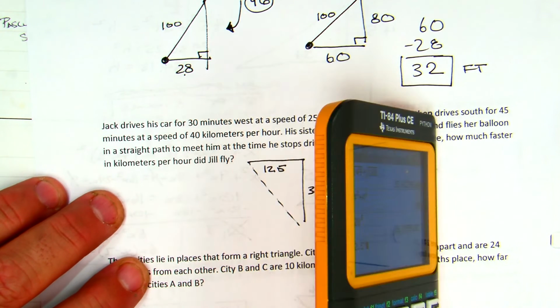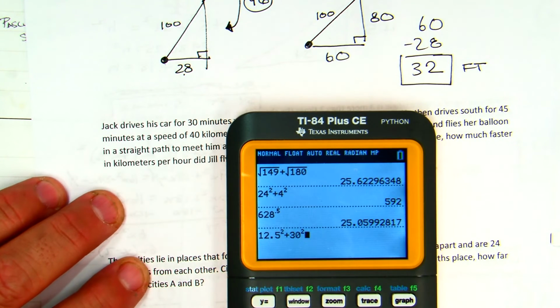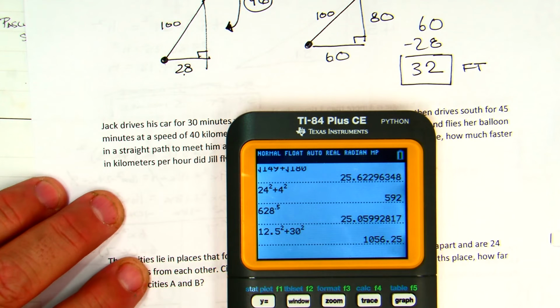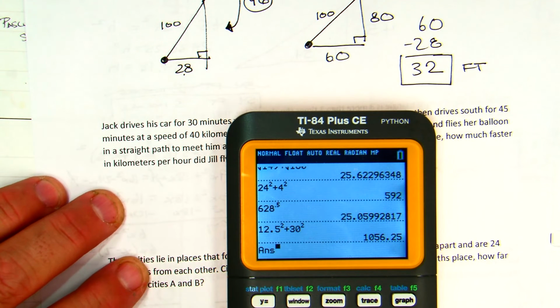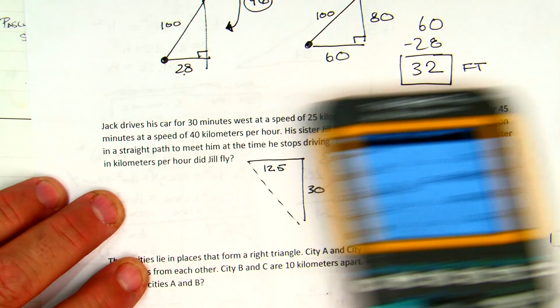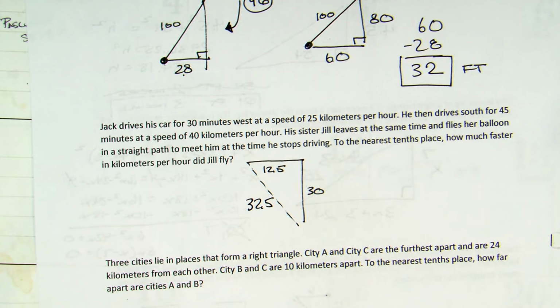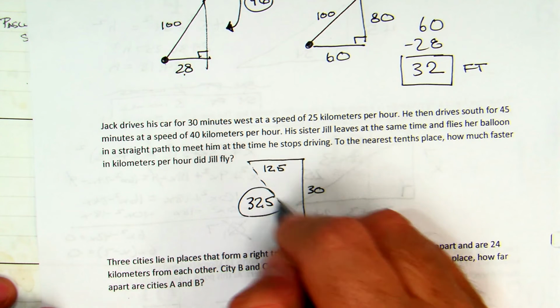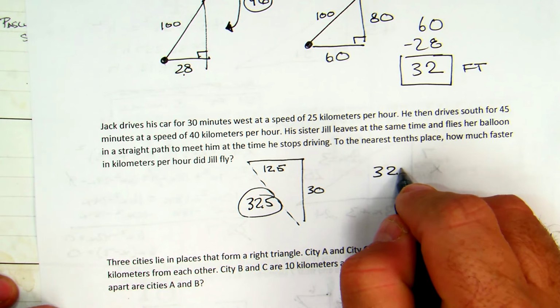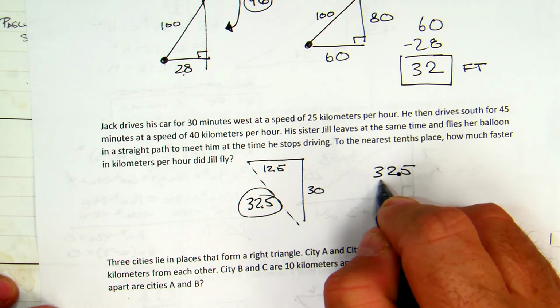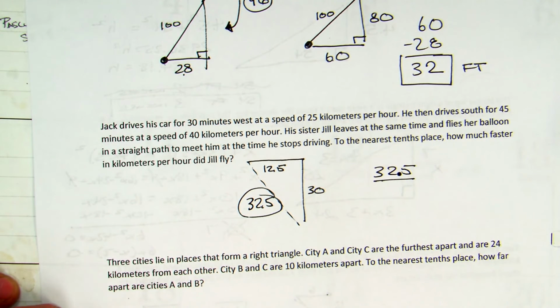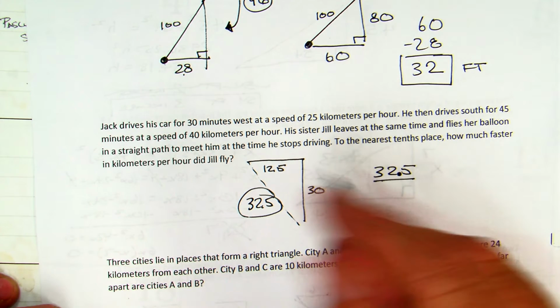12.5 squared plus 30 squared. That's 1056.25. Square root of that is 32.5. Okay. So she goes 32.5 miles. All right. In an hour and 15 minutes.